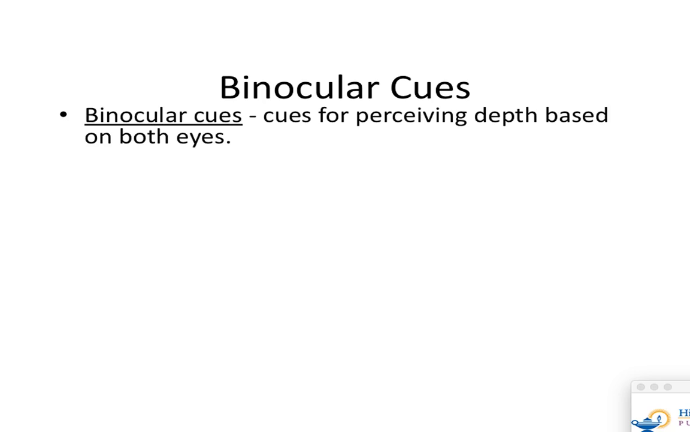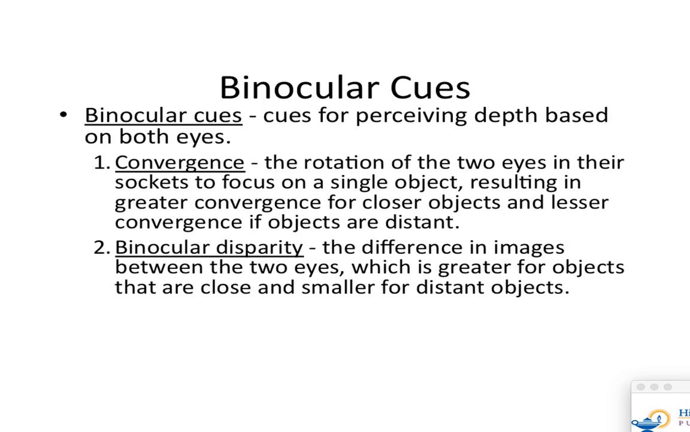Binocular means it requires two eyes. How exciting. All right, so we're going to get intimate here in a second. All right, so binocular means two eyes are necessary.